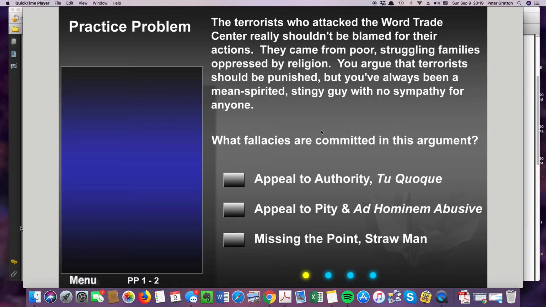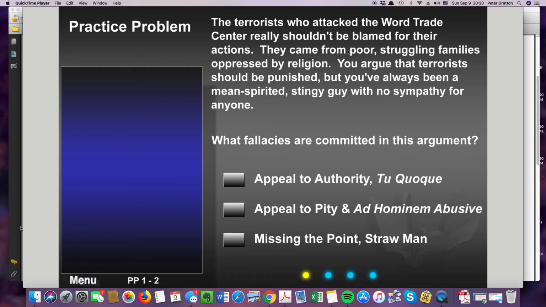So, the terrorists who attacked the World Trade Center really shouldn't be blamed for their actions. They came from poor, struggling families oppressed by religion. You argue that terrorists should be punished, but you've always been a mean-spirited, stingy guy with no sympathy for anyone. We obviously have an ad hominem here. So, let's go there.